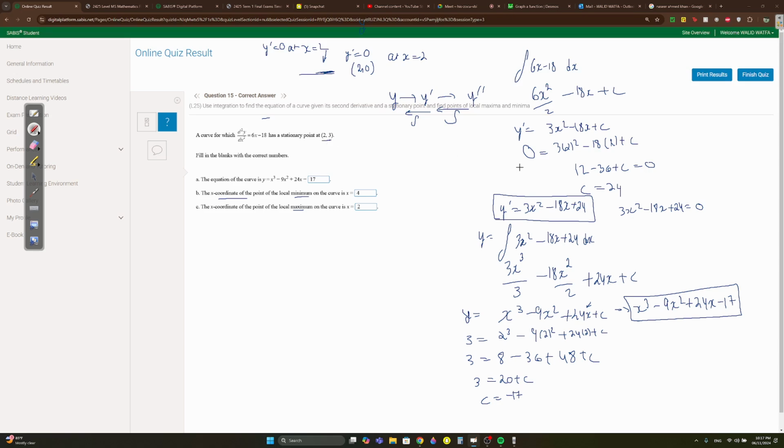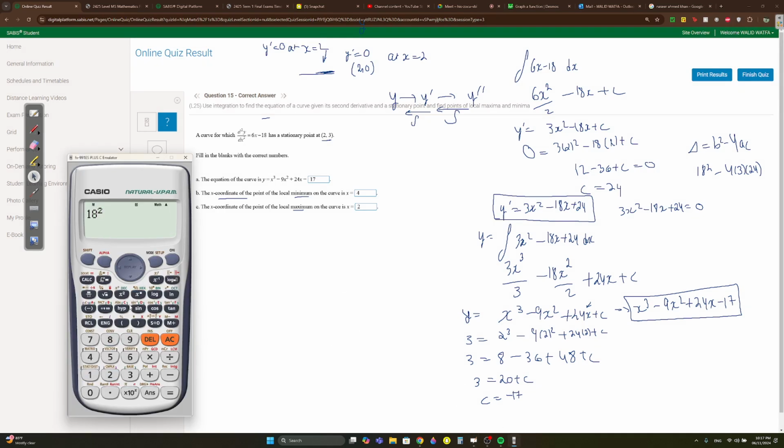We know that one of the roots is x equals 2. What's the other going to be? Don't be lazy, bro. Just actually find it. Use the quadratic formula. I want you to find your delta, b squared minus 4ac for the quadratic. So you get 18 squared minus 4 times 3 times 24. You get 36. So delta is equal to 36.